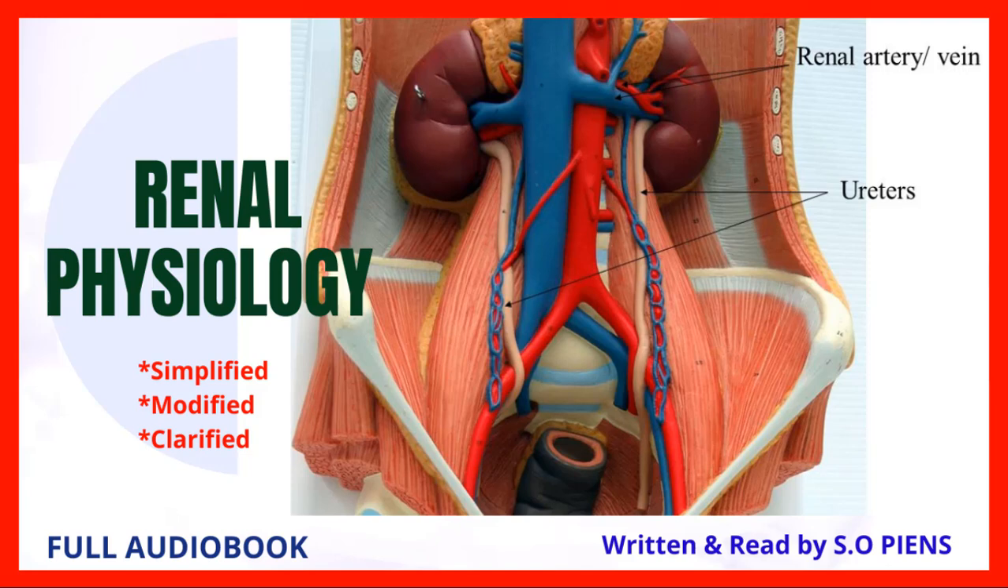Right, so welcome back. Now let's go to the third part, which is talking about the nephron. The nephron is the structural and functional unit of the kidney. It has two major parts: the renal corpuscle and the renal tubule. The renal corpuscle consists of the glomerular capillaries and the Bowman's capsule. Glomerular ultrafiltration takes place in the renal corpuscle.